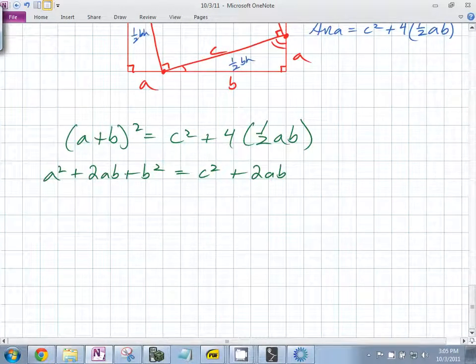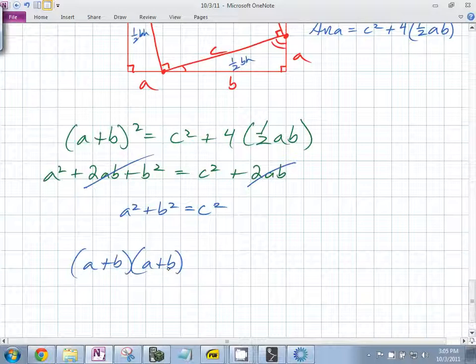As a side note, Tyler, A plus B times A plus B. You FOIL it out. A times A is A squared plus AB plus AB plus B squared, which equals A squared plus 2AB plus B squared.